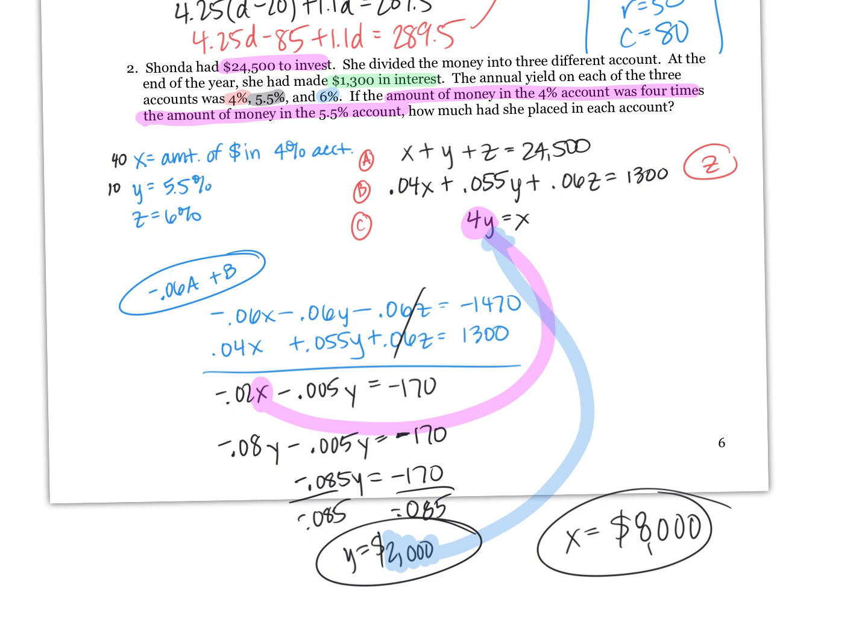And how am I going to get my last one? That top one, I'm going to basically just do 24,500 minus each of those. 8,000 minus 2,000. Are we putting in 14,500 in my Z account?